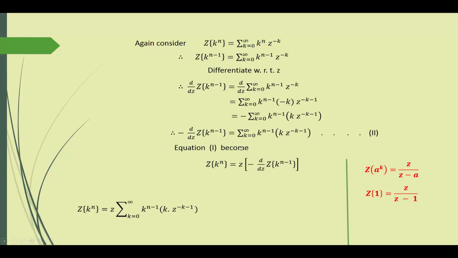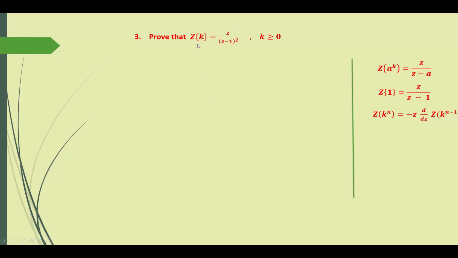By using 1 and 2 we get z into inside the bracket minus of d by dz of z transform of k raised to n minus 1, and therefore we get z transform of k raised to n equal to minus of z into d by dz of z transform of k raised to n minus 1. This is the proof of this second formula. Now prove that z transform of k equal to z upon (z minus 1) square for k greater than or equal to 0.